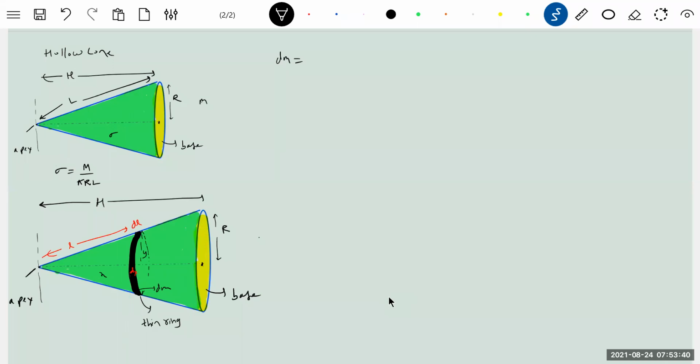Now we'll define the dm: sigma into 2 pi y into dl. What is y? y is the radius there, dl is the slant length. You should not write dx here. Now further, write sigma as M by pi RL, times 2 pi. I should replace this y and dl, so again I'll take help of this theta from the triangle.